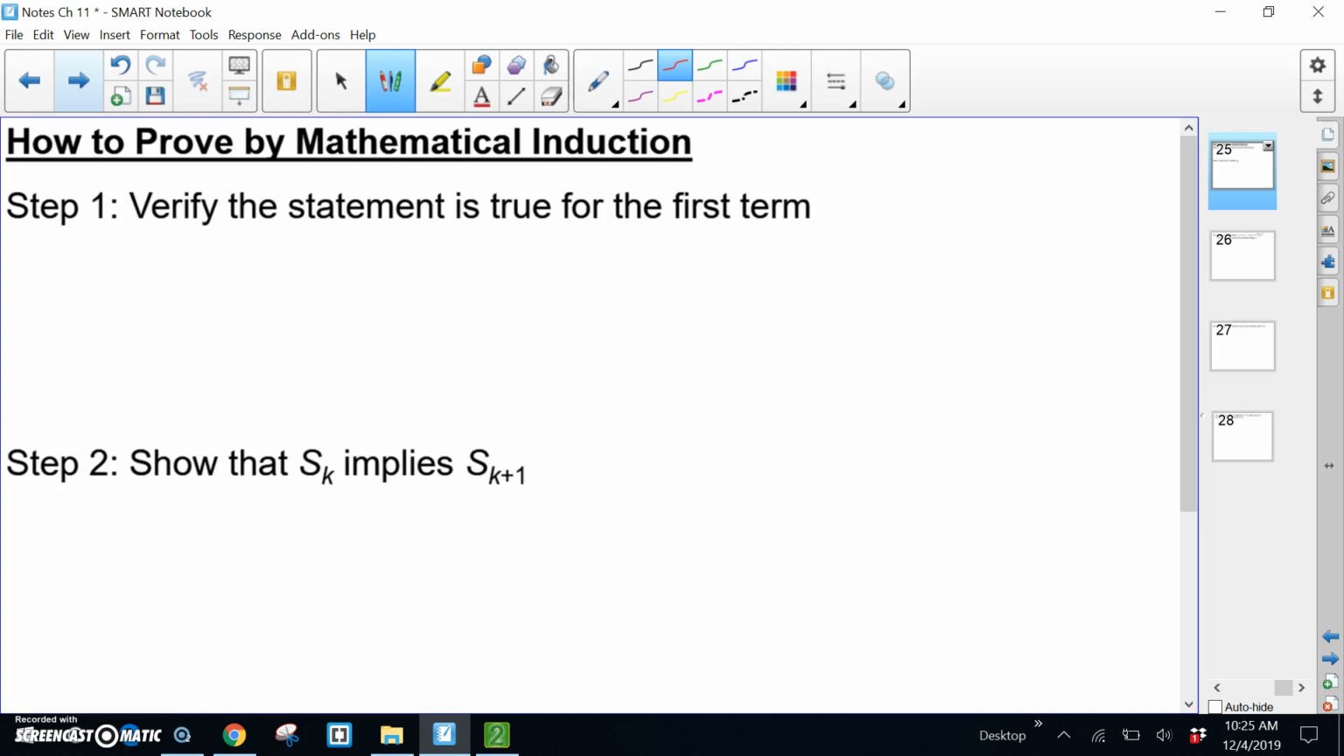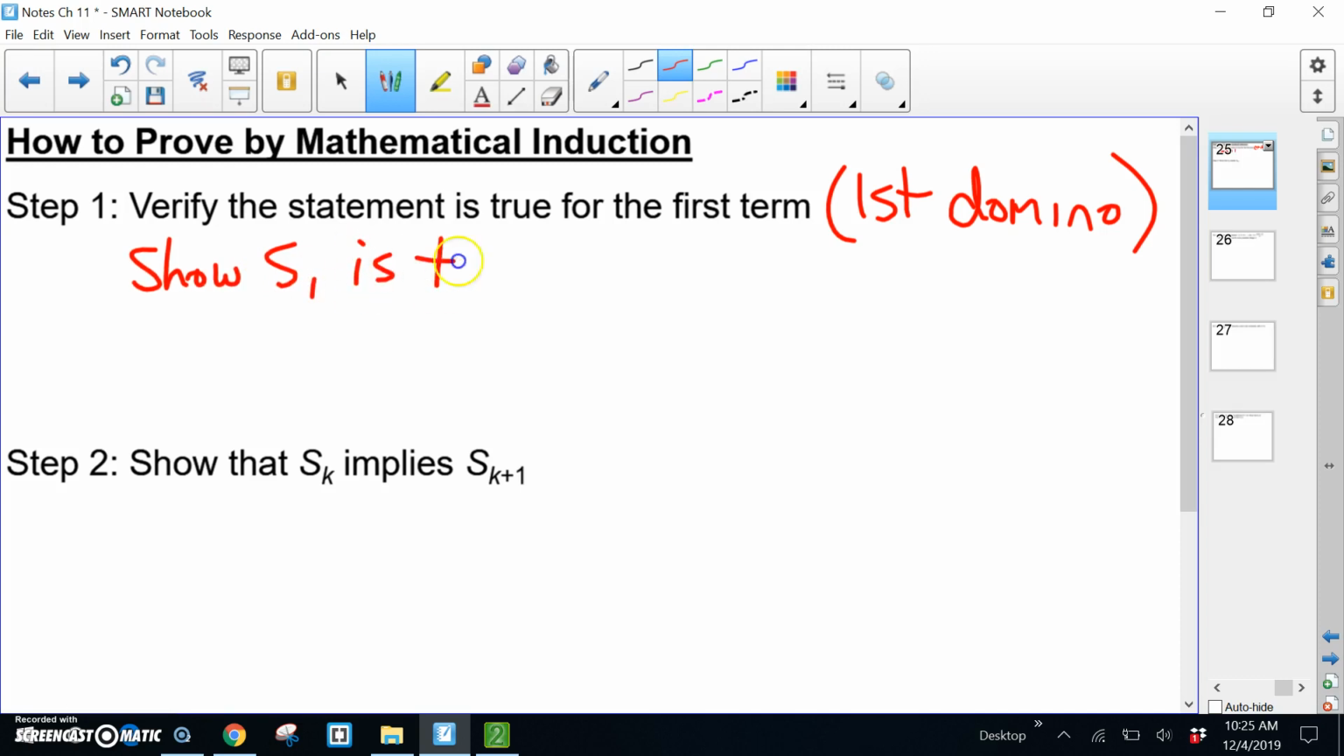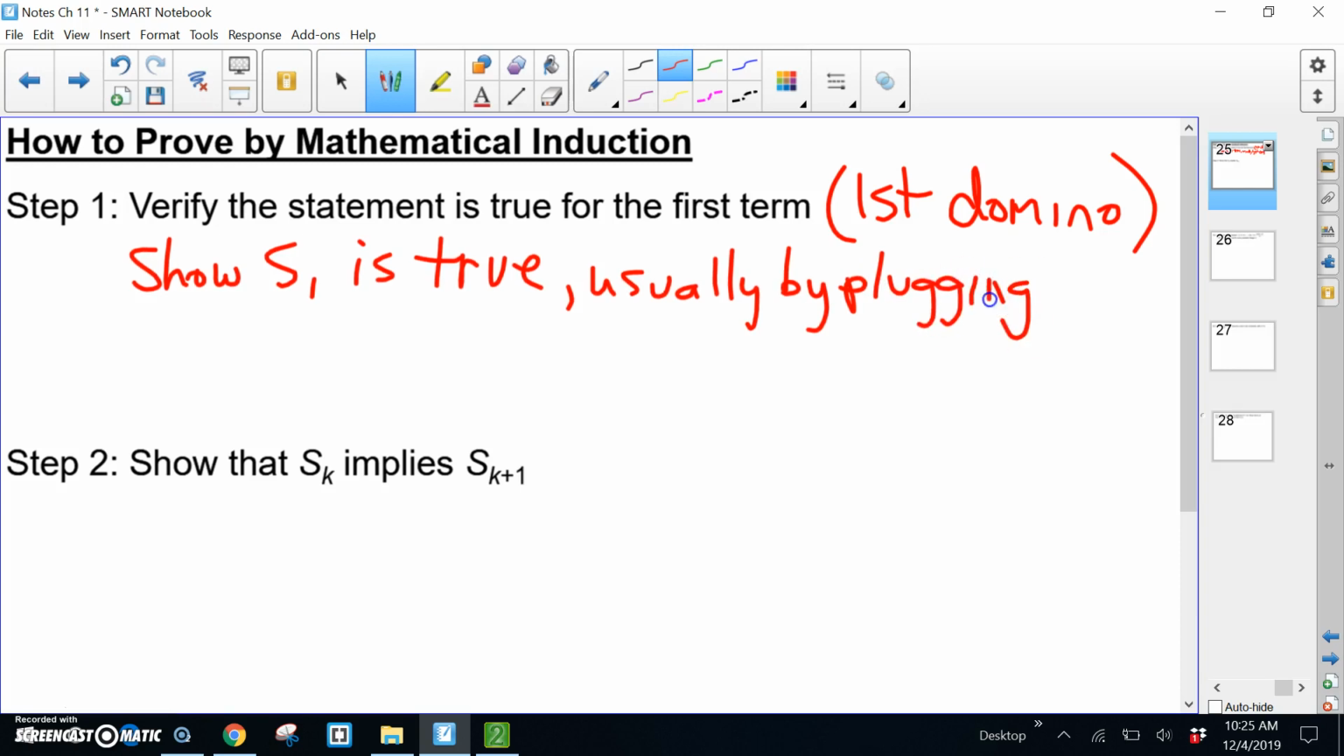How to prove by mathematical induction? You're going to have those 2 steps, okay? So step 1 is that first domino. It says verify the statement is true for the first item. So you're going to show S1 is true, usually by plugging in n equals 1. That's usually what you're going to do.